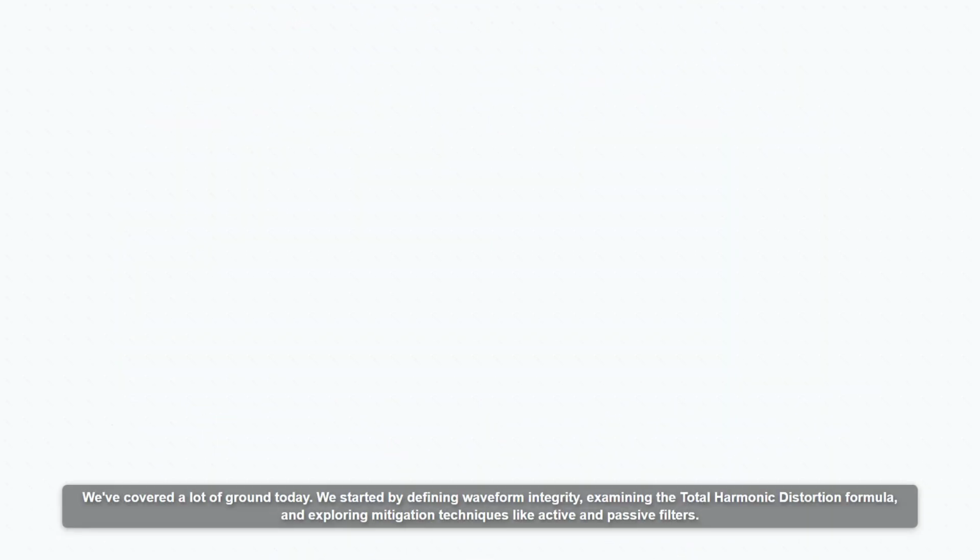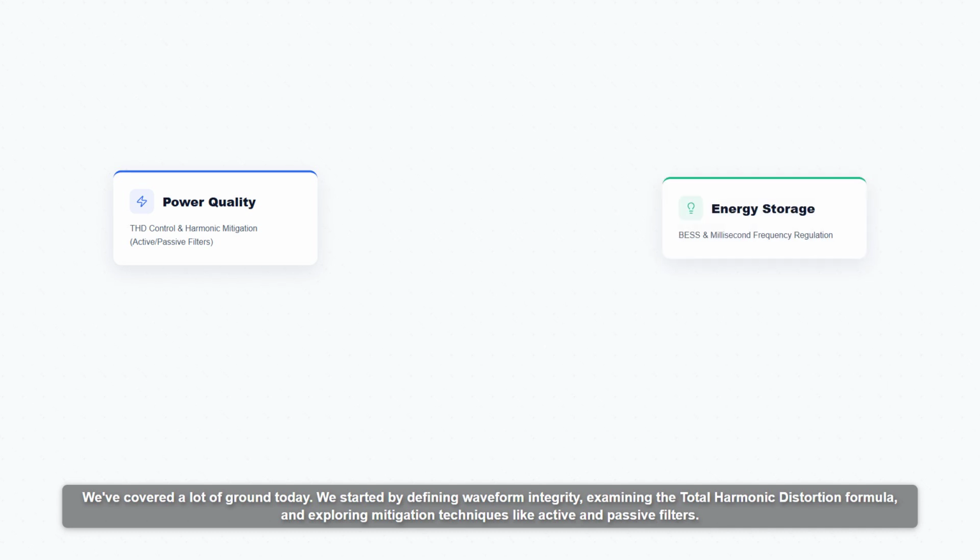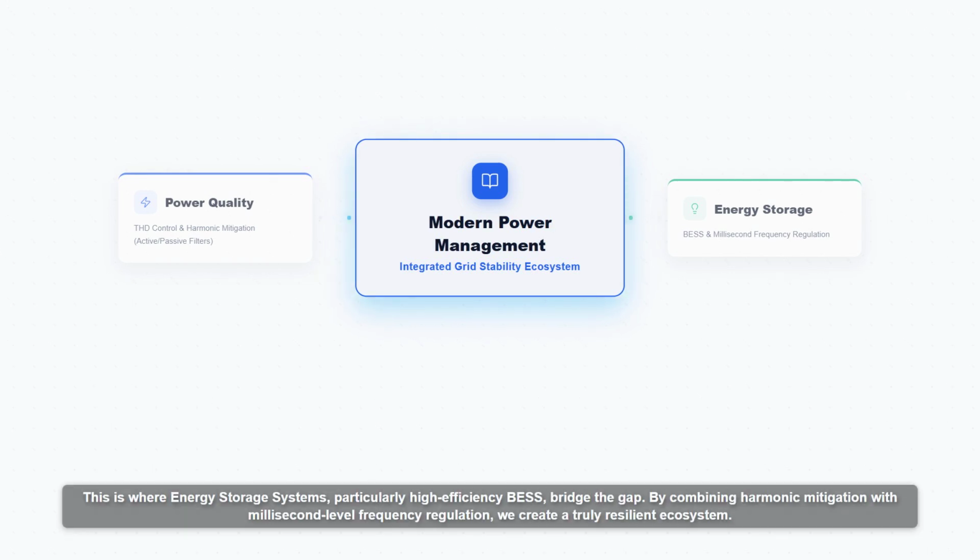We've covered a lot of ground today. We started by defining waveform integrity, examining the total harmonic distortion formula, and exploring mitigation techniques like active and passive filters. But as we've seen, modern power management is no longer just about filtering out noise. It requires dynamic, integrated solutions to handle rapid fluctuations. This is where energy storage systems, particularly high efficiency BESS, bridge the gap. By combining harmonic mitigation with millisecond level frequency regulation, we create a truly resilient ecosystem.